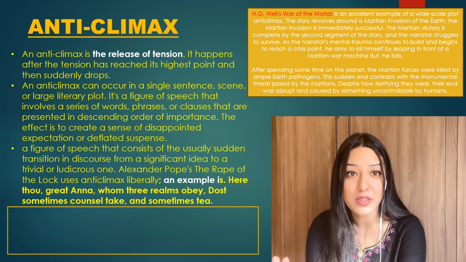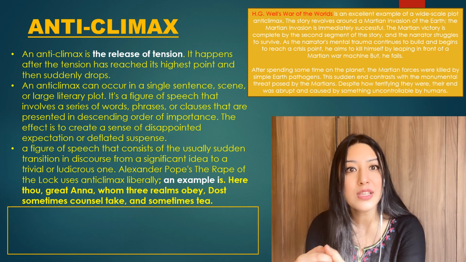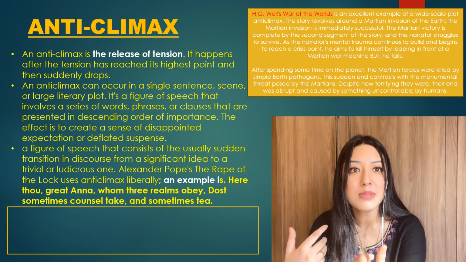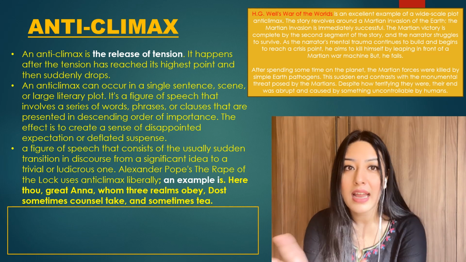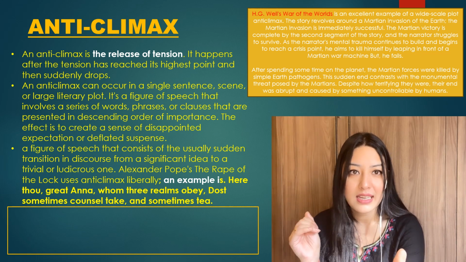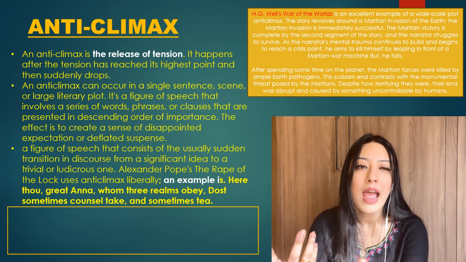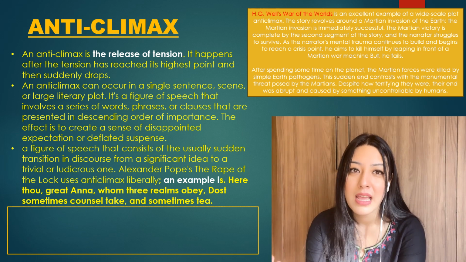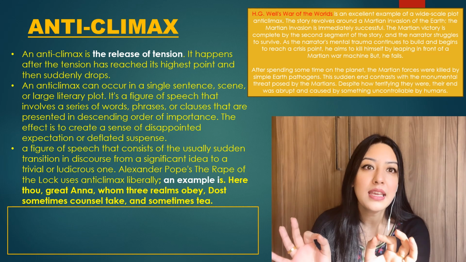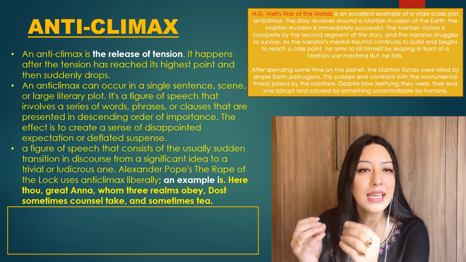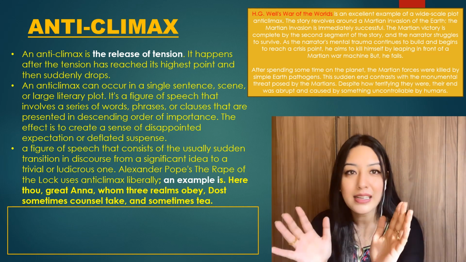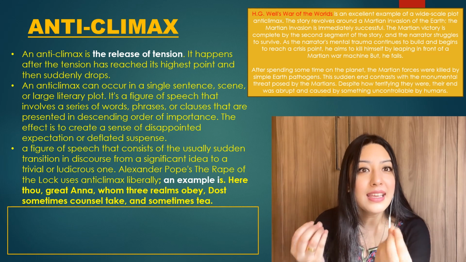There are invaders who have taken over Earth, and then he tries to kill himself. He wants to throw himself in front of the Martian machine, and we expect that to be the end. He no longer wants to go through that trauma anymore, and he tries to kill himself, but he fails. But in the end, you will see that the Martians are not killed by humans. They are not killed by the protagonist either. They are killed by bacteria.